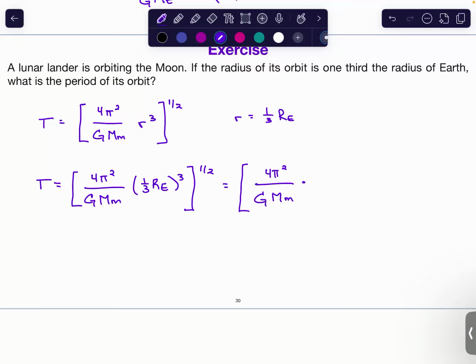Let's see how well you guys remember fractions. What is 1/3 cubed? 1/27. Yep, 1/27. And then, what numbers do we have to find? What numbers do I have to find that I should be able to find without having them written in the problem? The radius of the Earth and G, the gravitational constant.